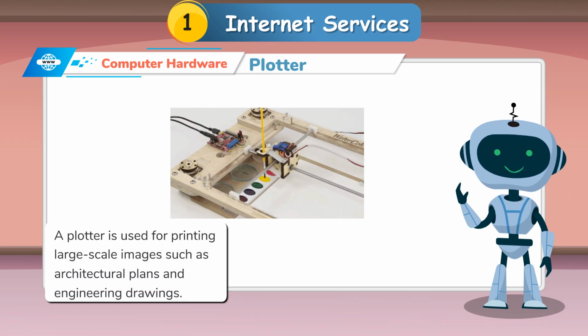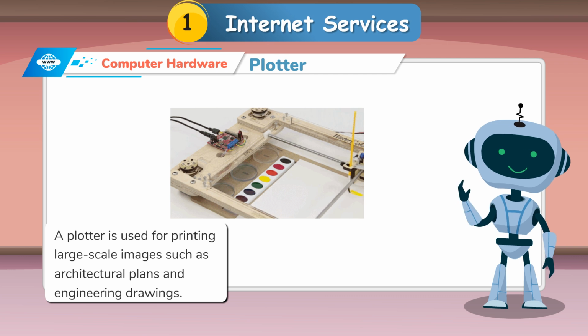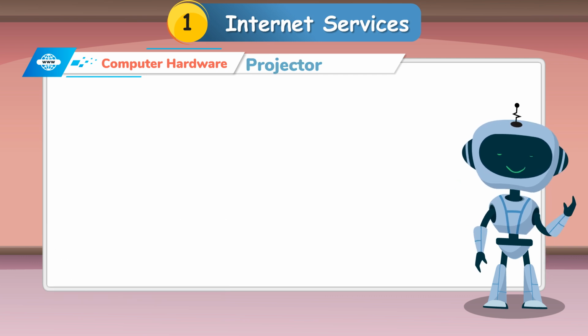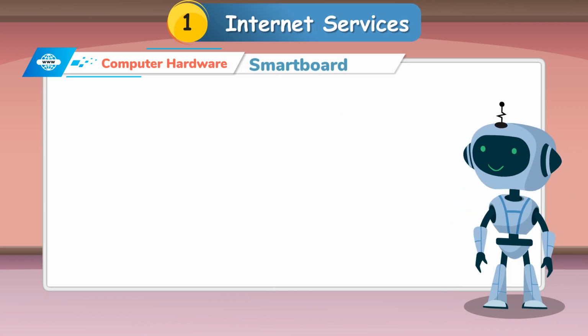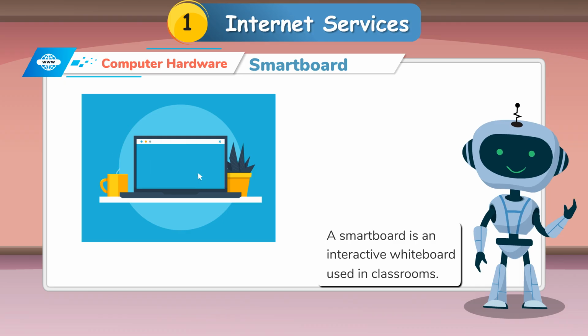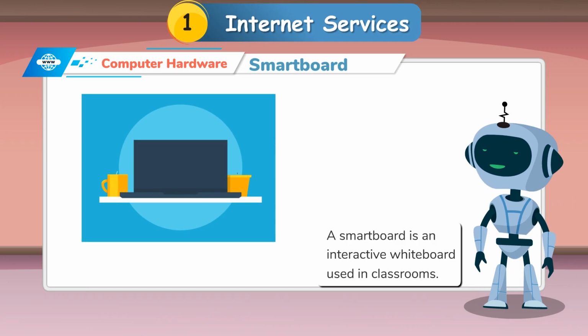Plotter. A plotter is used for printing large-scale images such as architectural plans and engineering drawings. Projector. A projector displays the computer's output on a large screen or wall, making it visible to a large audience. Smartboard. A smartboard is an interactive whiteboard used in classrooms.